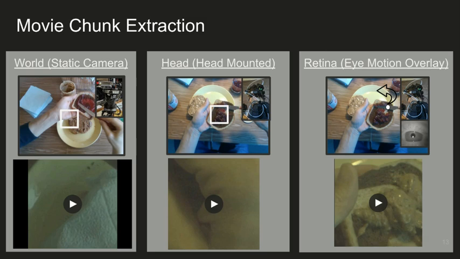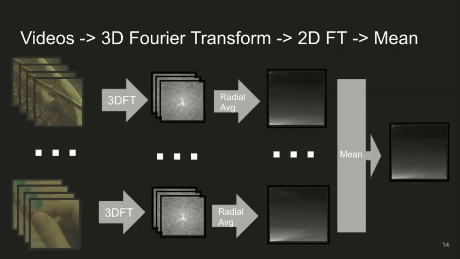For each task and each condition, we extract 100 samples of temporally random movie chunks. For each movie chunk, we apply a cosine window to negate edge effects, then calculate the 3D Fourier transform, calculating two spatial frequency dimensions as well as time, and square to get the power spectrum. We then collapse over the two spatial frequency dimensions by taking a radial average spatially. This results in a two-dimensional power spectrum with space and time as the two axes.